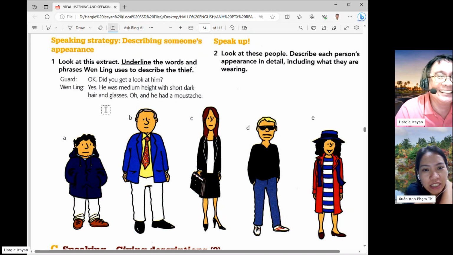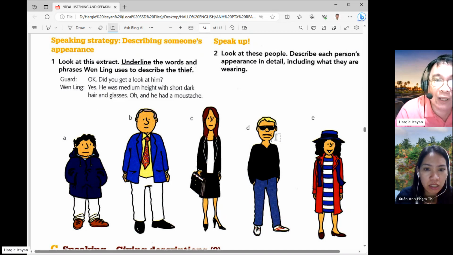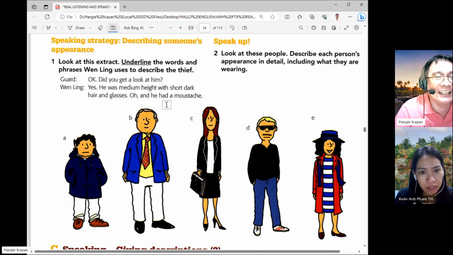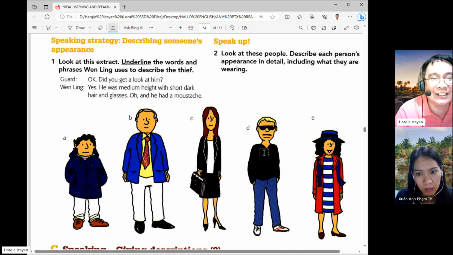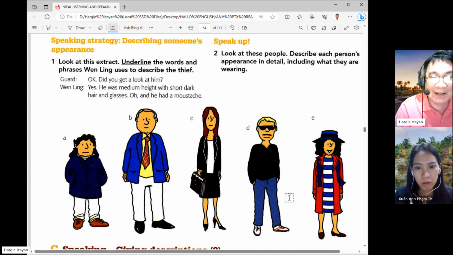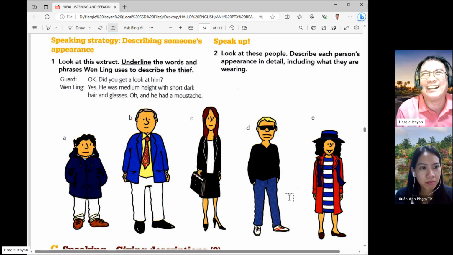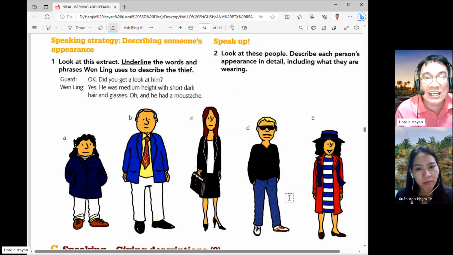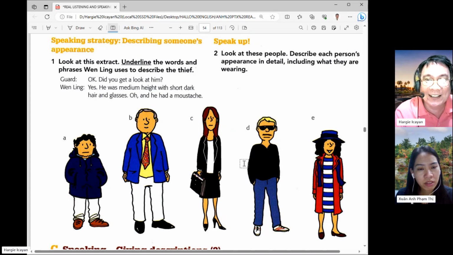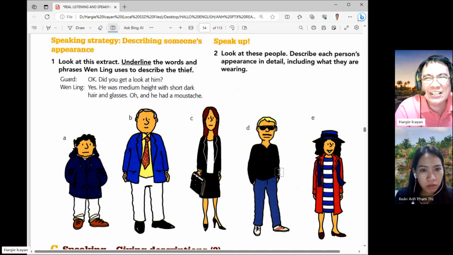Short dark hair and glasses. The only person who wears glasses here is letter D, right? And he had a mustache. The only person who has a mustache here is letter D. But remember, a victim may sometimes forget. It's not always exact, right? So maybe she has the so-called describer phone. So she forgot the color of the hair.